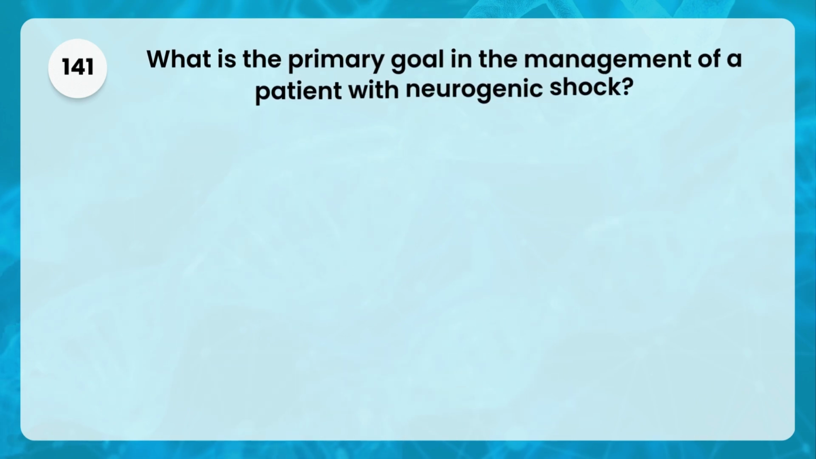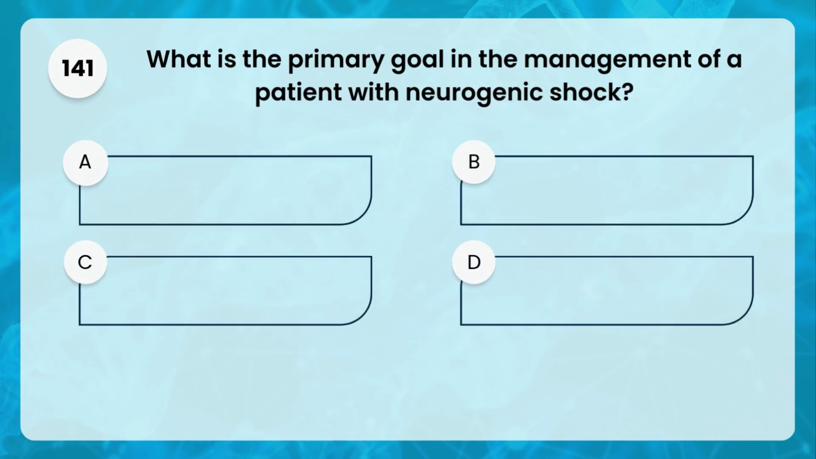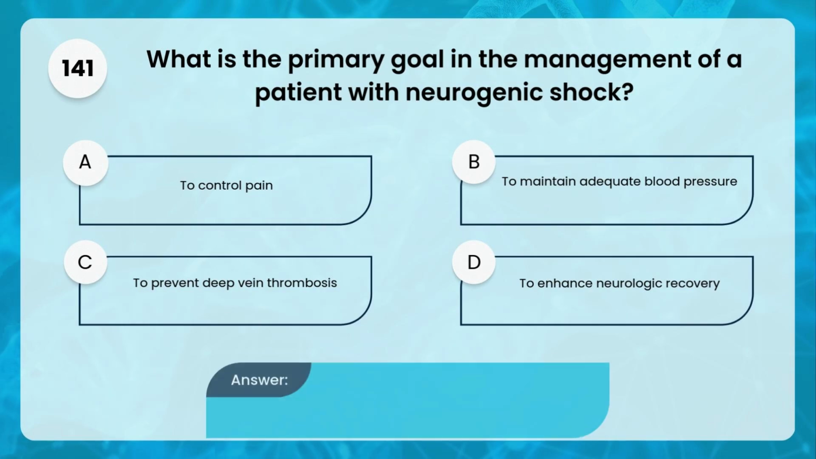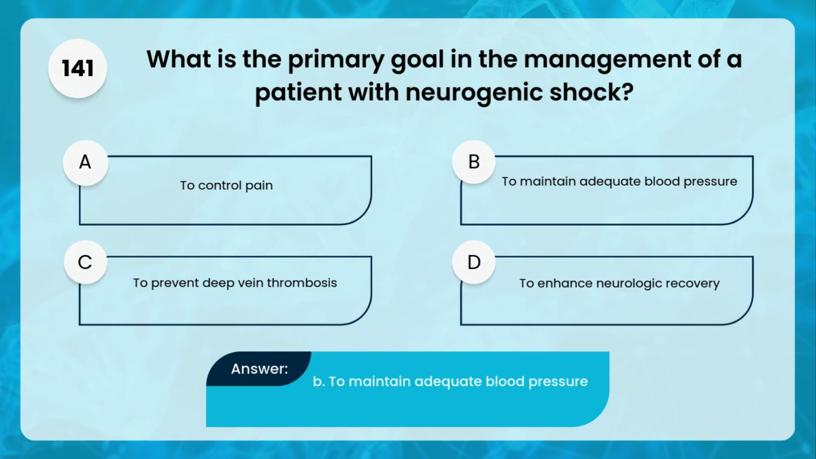141. What is the primary goal in the management of a patient with neurogenic shock? A. To control pain. B. To maintain adequate blood pressure. C. To prevent deep vein thrombosis. Or D. To enhance neurologic recovery. The answer is B. To maintain adequate blood pressure.